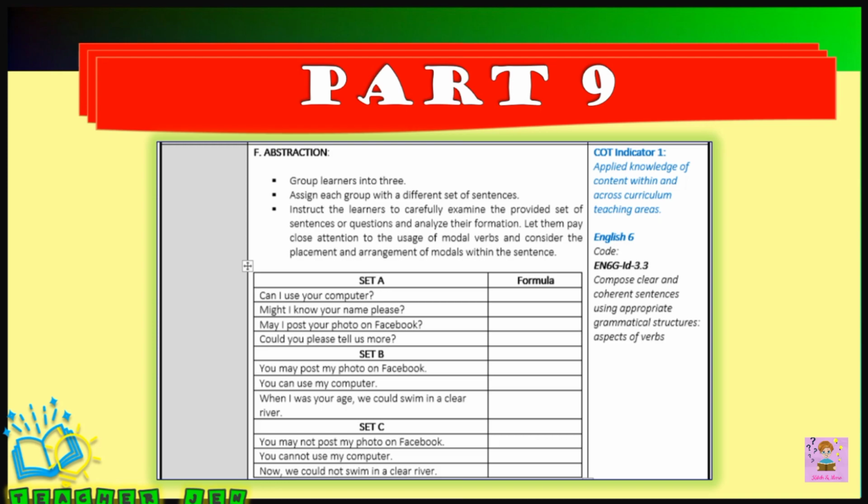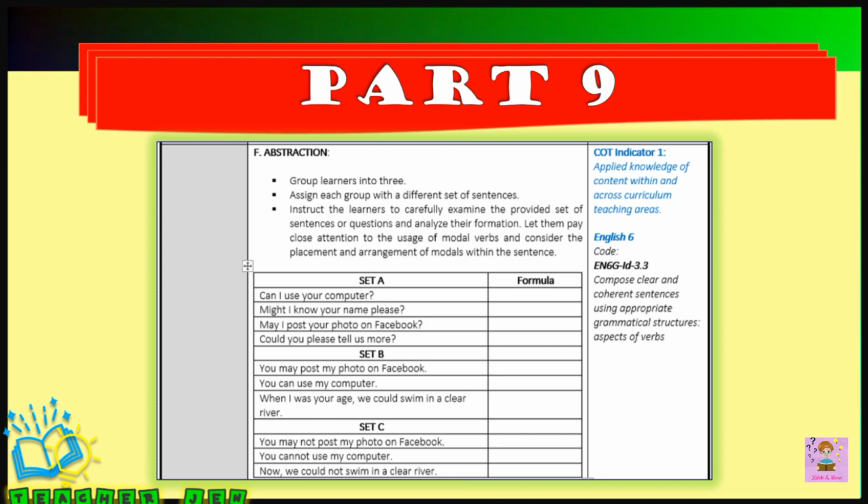By dividing them into groups and assigning different sets of sentences, I promote active participation and collaboration. This allows my learners to closely examine the provided sentences or questions to their group and identify the patterns and structure related to modal verbs. In this way, they are able to synthesize their understanding after having been able to go through various activities.